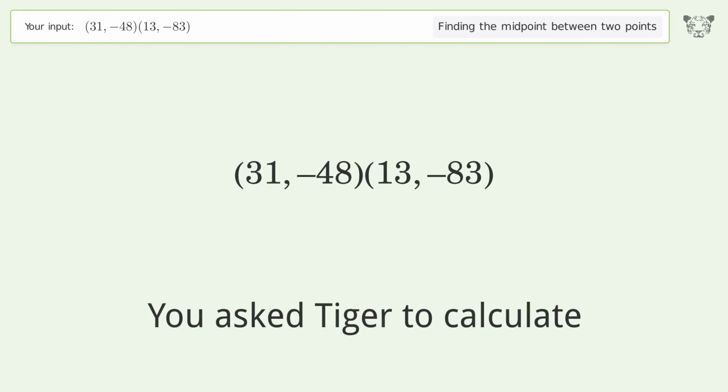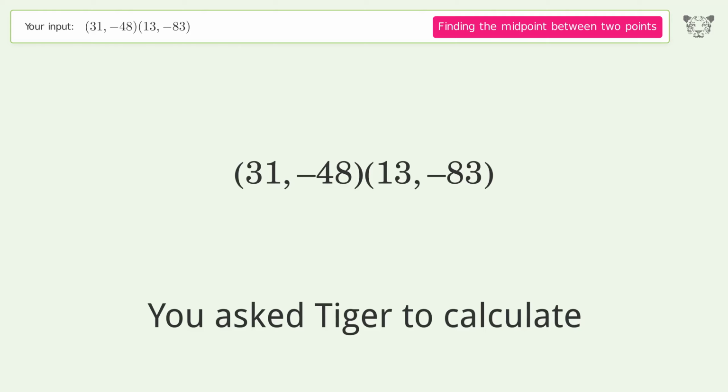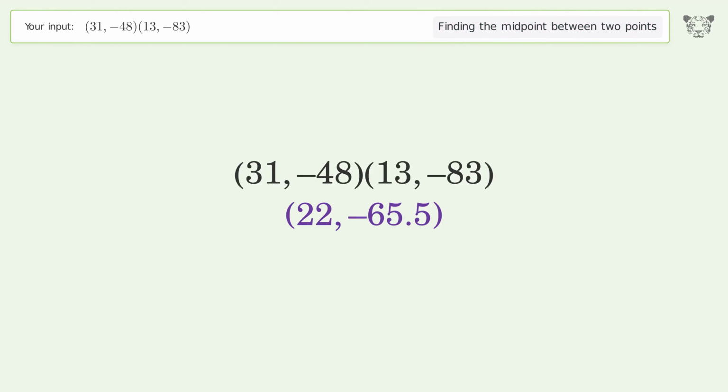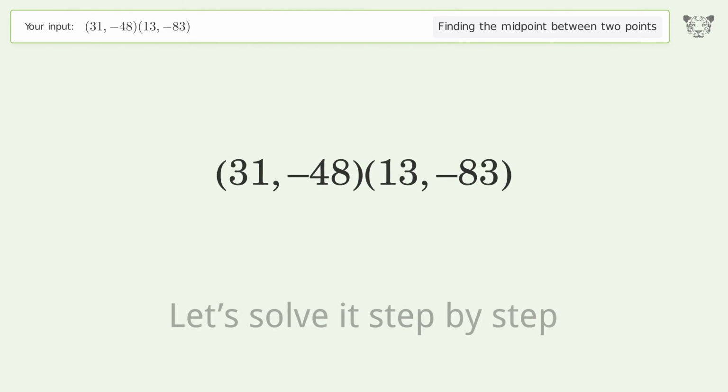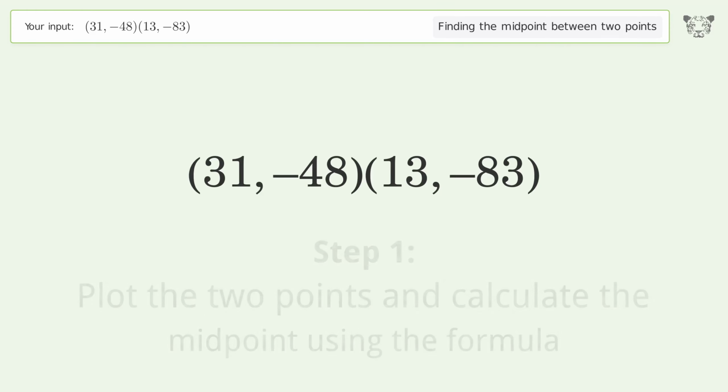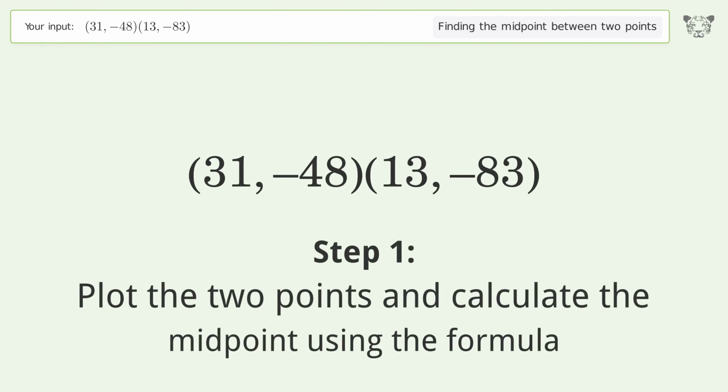You ask Tiger to calculate. This deals with finding the midpoint between 2 points. The midpoint between the 2 points is 22, negative 65.5. Let's solve it step by step. Plot the 2 points and calculate the midpoint using the formula.